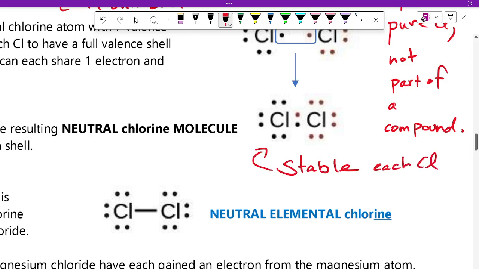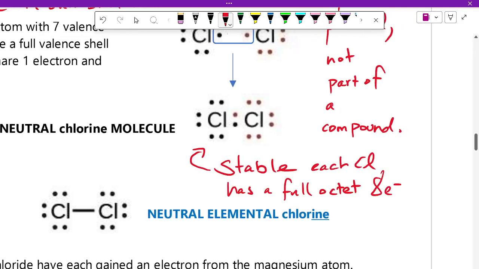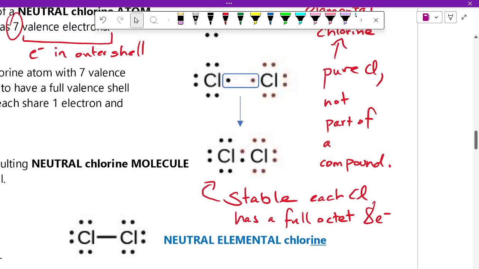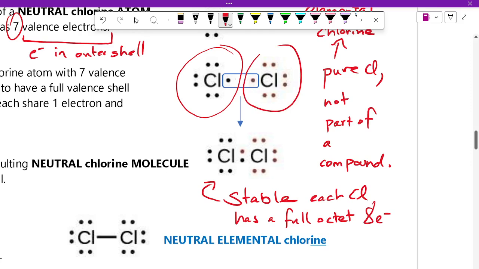Each chlorine has a full octet, which is 8 electrons. So this chlorine on the left shares one of its electrons with this chlorine on the right. And when they both share, then this chlorine has 8 electrons. And this chlorine has 8 electrons.